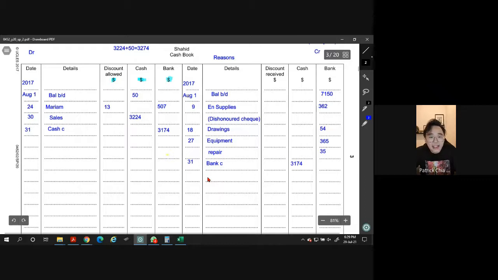As usual, leave one line empty first for your balance CD. Normally what I'll do is I'll choose the longest one. Then you skip one row, and after that, you draw the total line. So the total line has to start from the discount. So our discount allowed and the discount received, you have to total them. Okay, this is the format. Normally we will just do the discount part first.